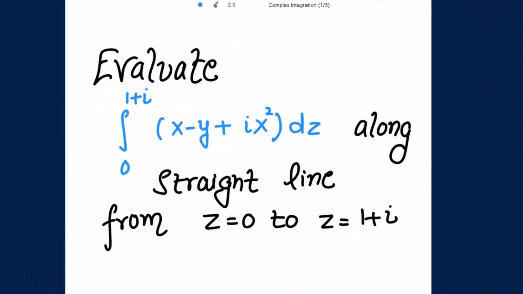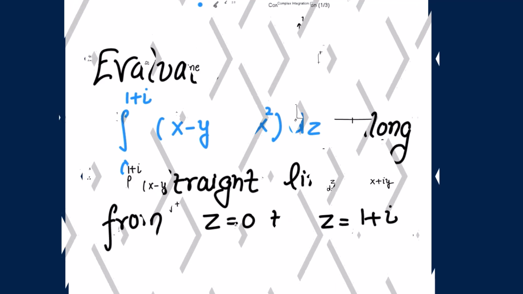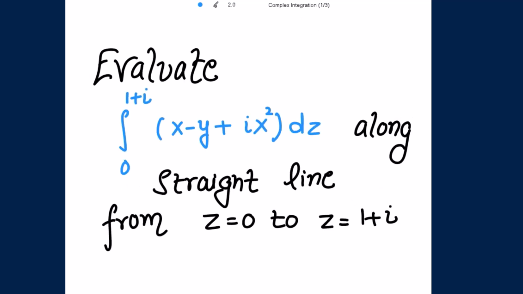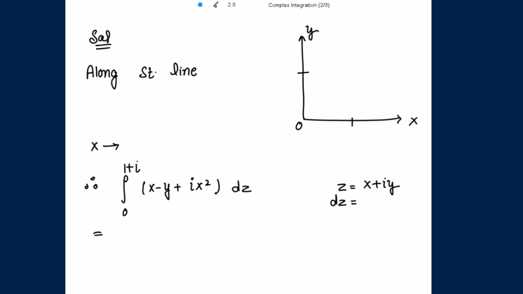To evaluate this line integral, that is, the integral from 0 to 1 plus iota of (x minus y plus iota x squared) dz, along the straight line from z equal to 0 to z equal to 1 plus iota. So, the solution: they have asked that we integrate along the straight line. So, if this is your origin, and this is your x-axis, this is your y-axis, and it is given that z is going from 0 to 1 plus iota.